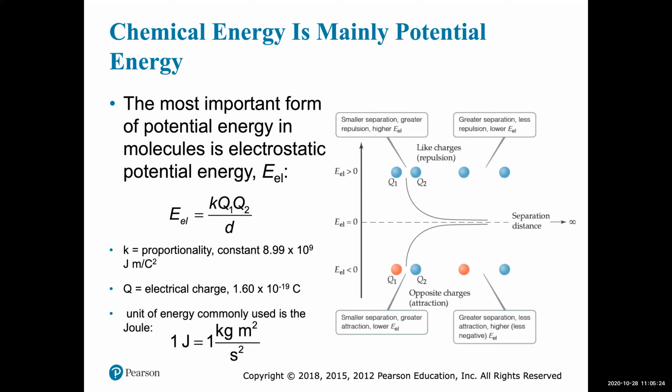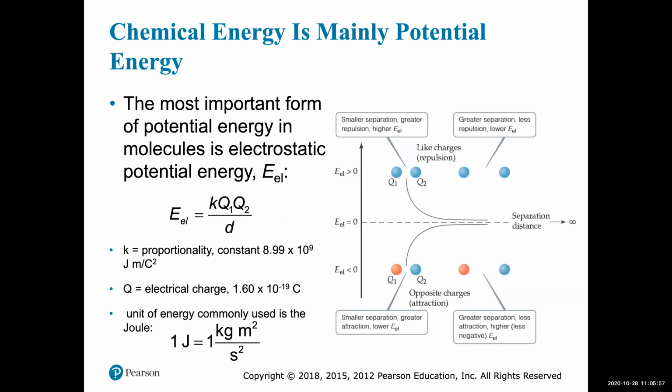One of the things we talk about in energy, in molecules, is electrostatic potential energy. And here we have the equation that represents that. We see that it's dependent upon a proportionality constant, the electrical charge of the molecules that we're talking about, and then the distance between them.